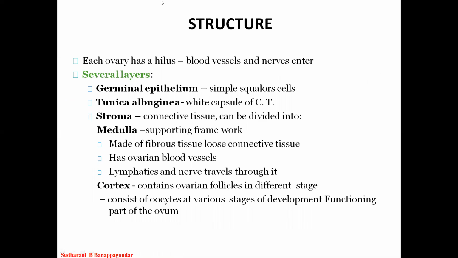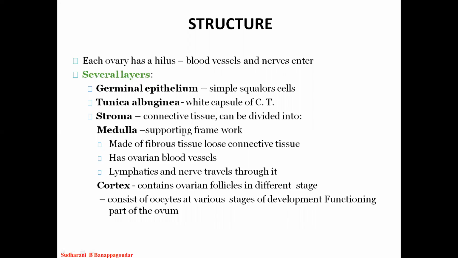The structure I was telling you about is the germinal epithelium, the outer layer of cells, which has simple squamous cells. The tunica albuginea, as I said, is a white connective tissue capsule. And the stroma is the connective tissue which is divided into two parts: the inner medulla and the outer cortex. So now, what is the medulla? The medulla is a supporting framework.